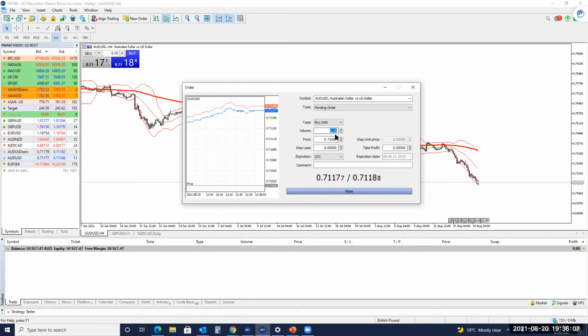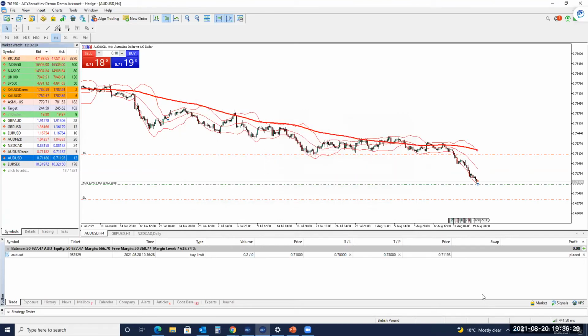We'll do a buy limit, 0.2, 20,000. It's going to be equivalent to $2 per pip. All right, we can set up a stop loss if we needed to at 0.70, and we can set up a take profit at 0.73, let's say. And then from there, we can place our order. And as we can see here within our trading terminal or trading toolbox, our order is sitting there.